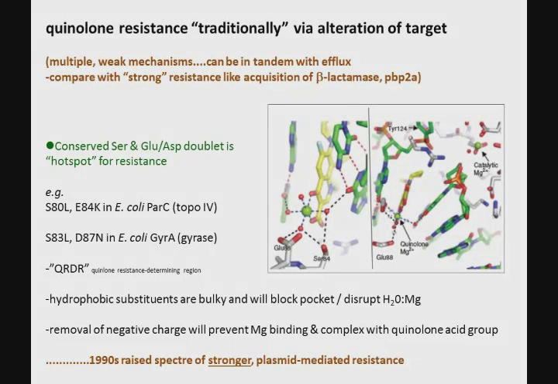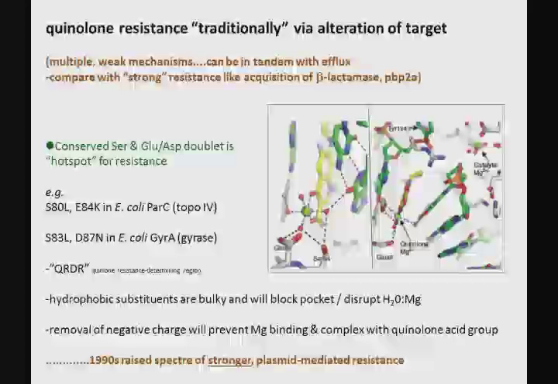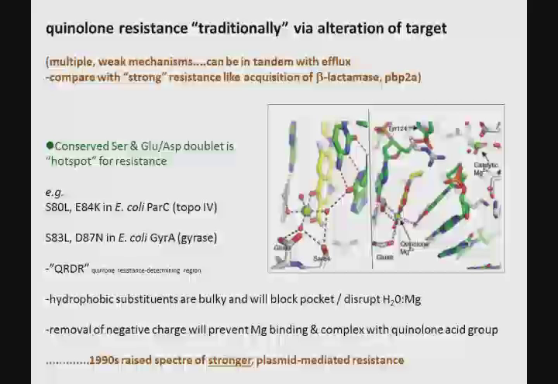But what you can do is the region that interacts with the magnesium that interacts with the drug, you can develop mutations. And this is known as the QRDR, which is the quinolone resistance determining region. And you make mutations, for example, serine to leucine, or glutamate to lysine, that prevent the magnesium binding. And when you prevent that binding, you prevent the drug binding. And this gives you slightly stronger resistance.